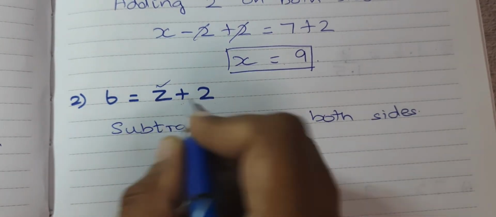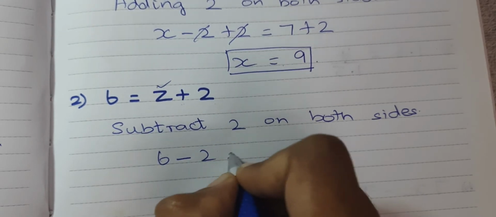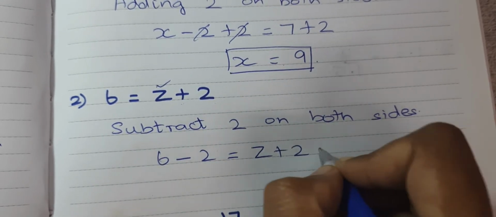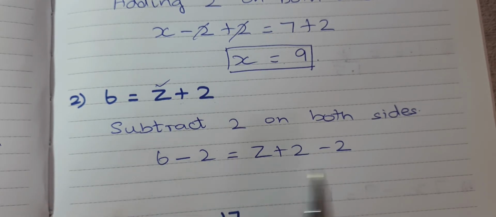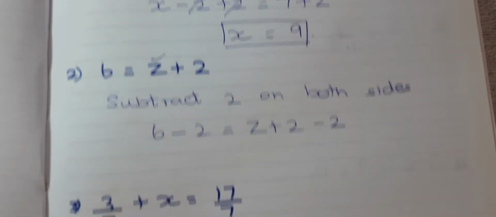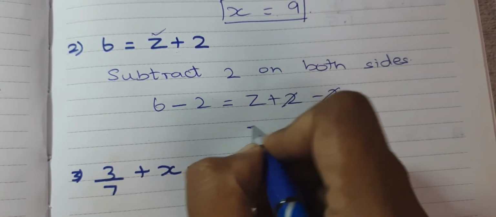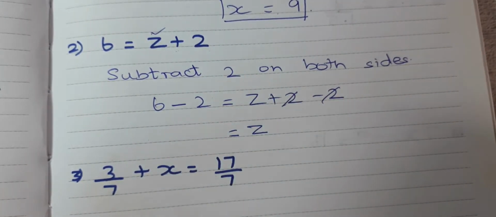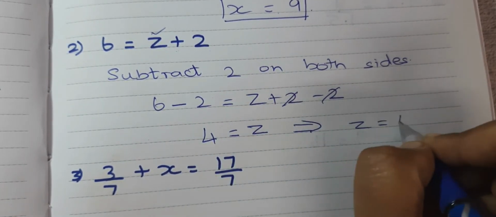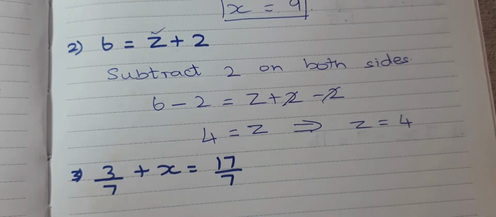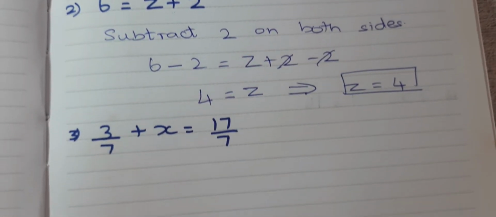So here also you have to subtract 2, here also you have to subtract 2. So 6 minus 2 equal to z plus 2 minus 2. What are the things you are doing in the LHS side? Same thing should be done in the RHS side also. So plus 2 and minus 2 will get cancelled. Z keep as it is. 6 minus 2, 4. So you can write this also, z equal to 4. Both are same. 4 equal to z or z equal to 4. Both are same. So answer is z equal to 4.